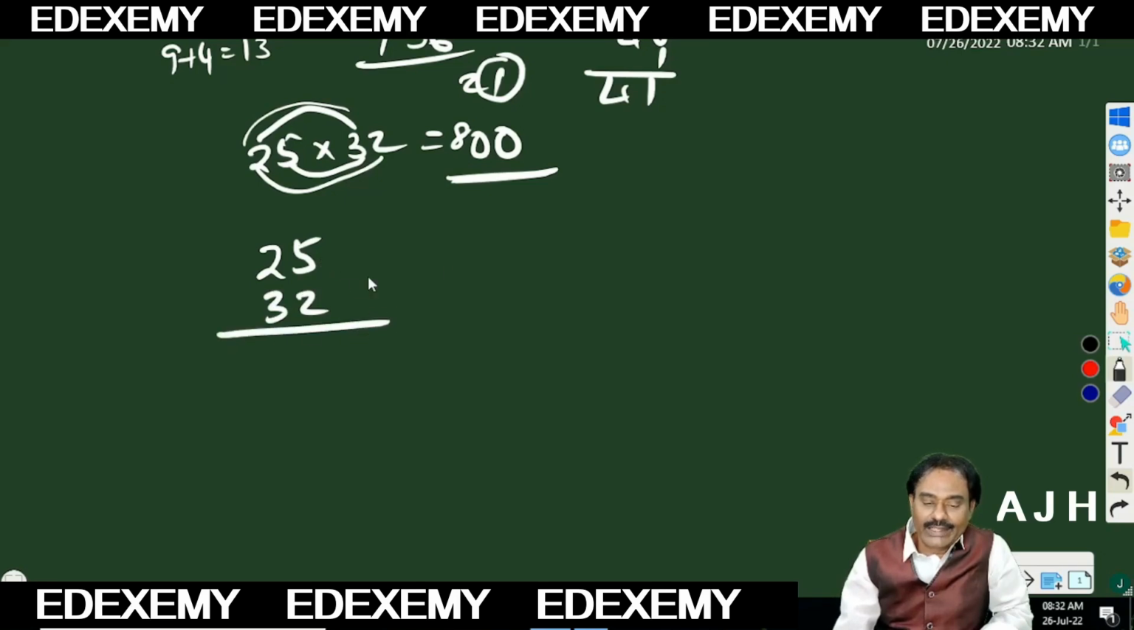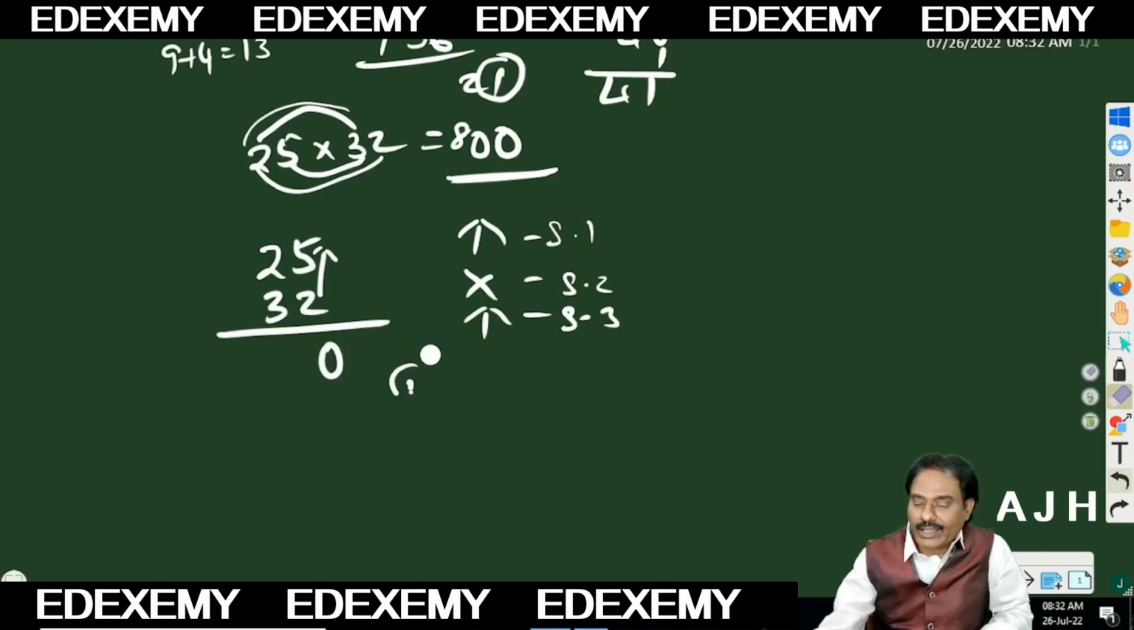Now we will find 25 multiplied by 32. We will write like this, one by one. Now the 3 steps, they are writing like this. Straight up is step 1, cross is step 2, and straight up is step 3. Now step 1, unit digit, straight up you multiply. 5 into 2 is 10. You put 0 here, 1 carry forward.